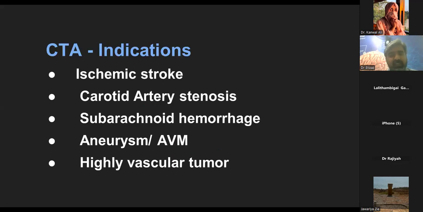So this is the CTA. What is the indication of CTA? Ischemic stroke. We can go for carotid artery stenosis. We can go for subarachnoid hemorrhage that is secondary to aneurysms, AVM, or highly vascular tumors.